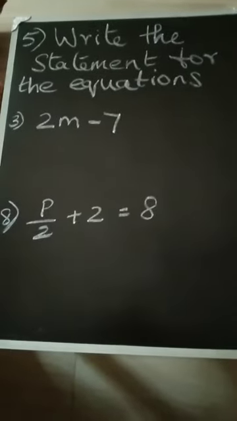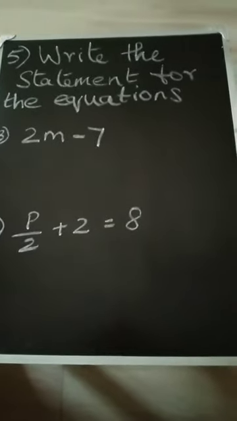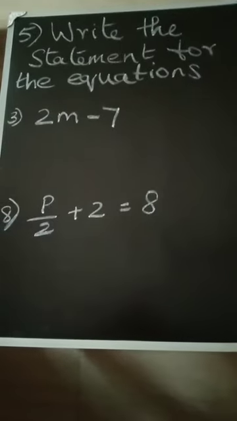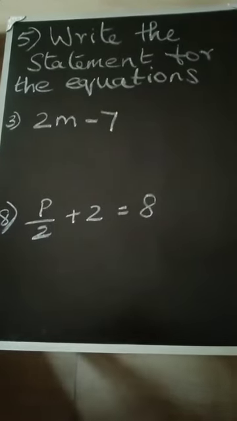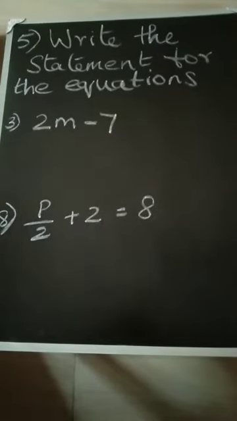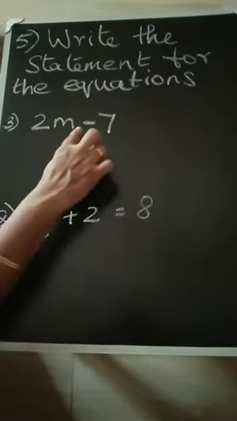Fifth sum. Write the statement for the equation. So previously you were given a statement and we wrote the equation. Now the equation is given and you are going to write the statement. Sorry, the equation is given. How do I write the statement? Sorry children. 2m minus 7. So 2m, in the sense it is always 2m means 2 into m.